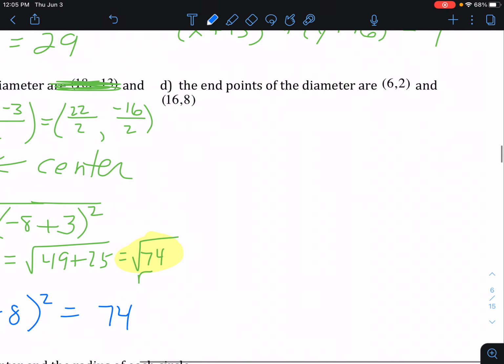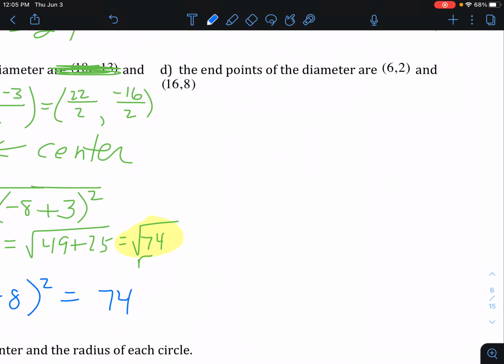Okay, let's try another one. So again here, all it gives us is the endpoints of the diameter. So again, that's the whole thing. We need to find the center. So we're going to need to use the midpoint formula.